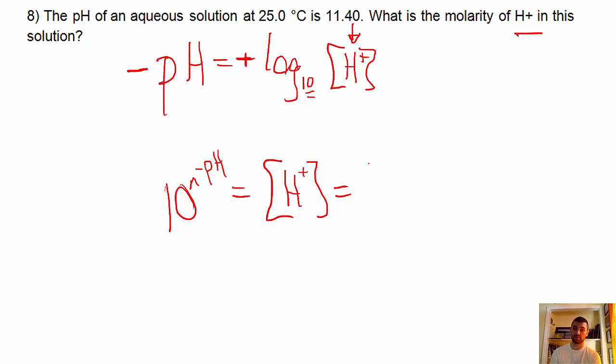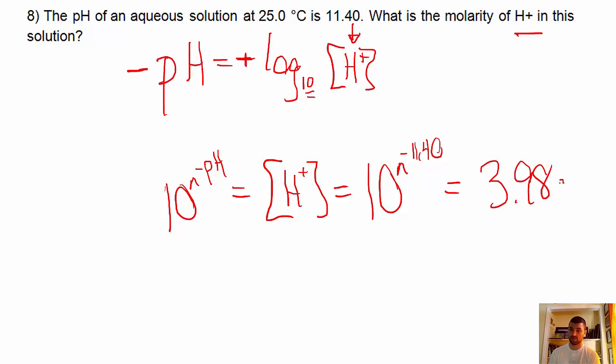So now we just plug that in. So it's 10 to the negative 11.40, and we get the answer being, where did I put that? 3.98 times 10 to the negative 12. The unit would be molar. And that's how you do that.